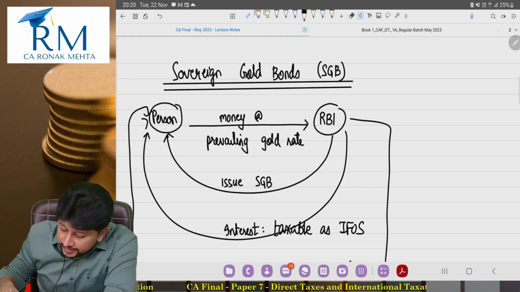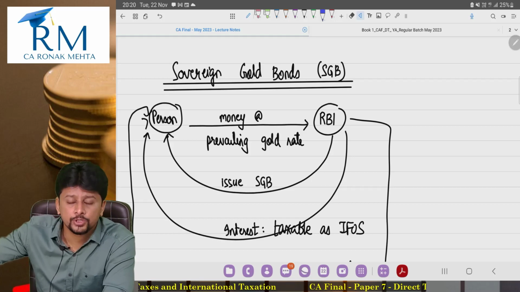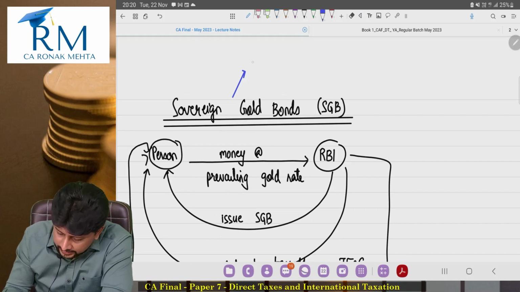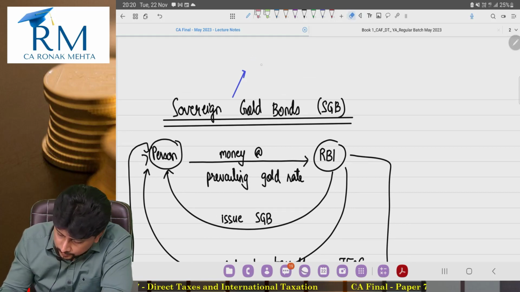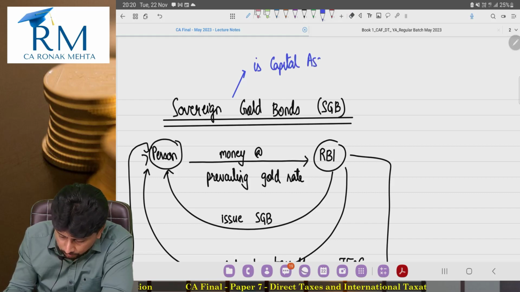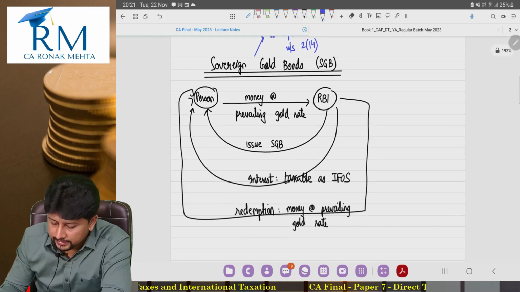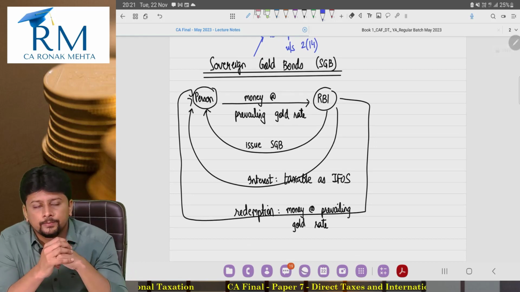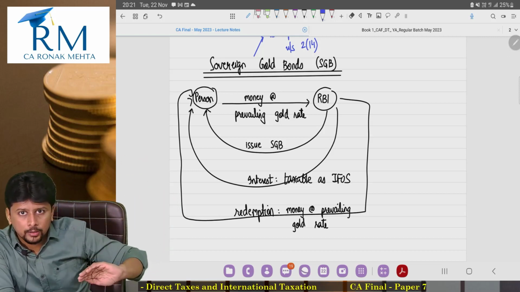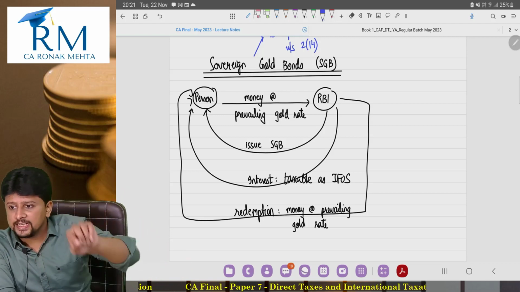Gold deposit certificate is an exception. Is this an exception? Nah. So, sovereign gold bonds is definitely a capital asset under section 2(14). Now, what is the advantage? Government is telling us, okay, see, if you go to a jeweler, you buy gold, you sell gold. You will buy gold at the prevailing gold rate. You will sell gold at the prevailing gold rate.